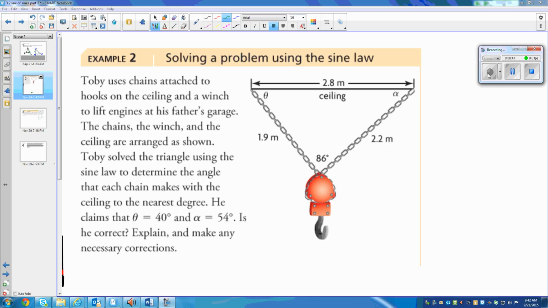Okay? So in our first example, Toby uses chains attached to hooks on the ceiling and a winch to lift engines at his father's garage. The chains, the winch, and the ceiling are arranged as shown. Toby solved the triangle using the sine law to determine the angle that each chain makes with the ceiling to the nearest degree. He claims that angle theta is 40 and angle alpha is 54 degrees. Is he correct? Explain and make any necessary corrections.